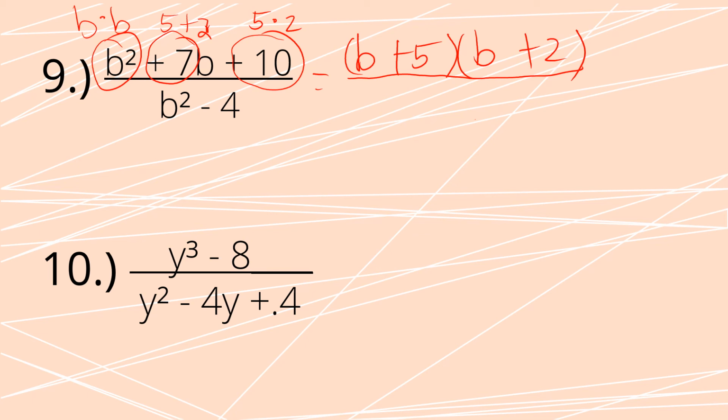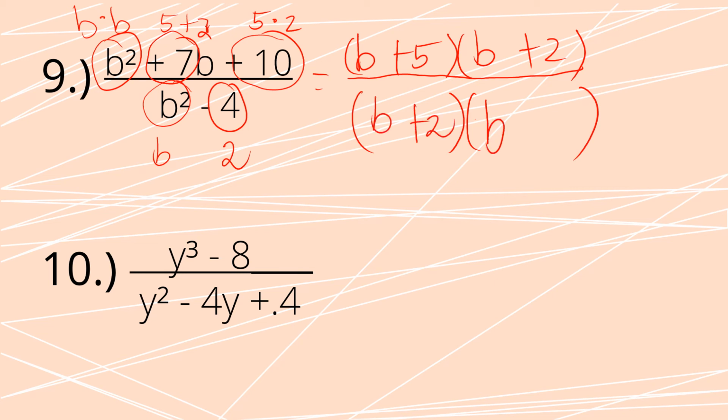Okay, so how about this one? We have b squared minus 4. So difference pa din siya ng 2 squares. So si b squared nanggaling kay b, si 4 nanggaling kay 2. So the factor would be dalawang binomial. So that will be b plus 2 and b minus 2.